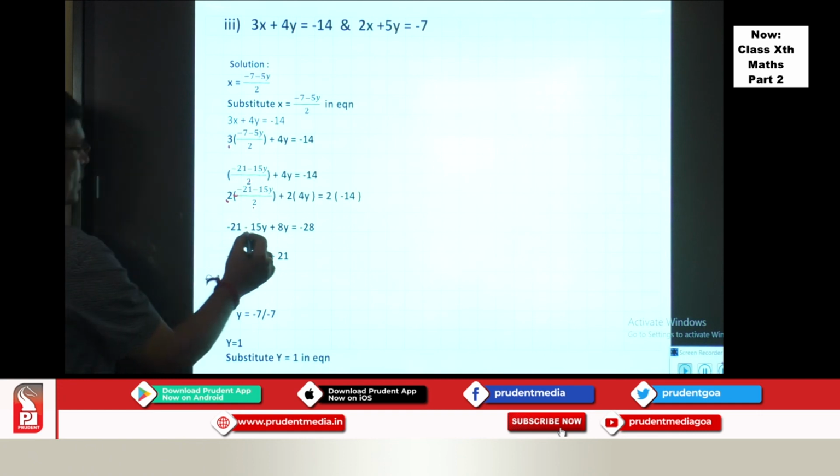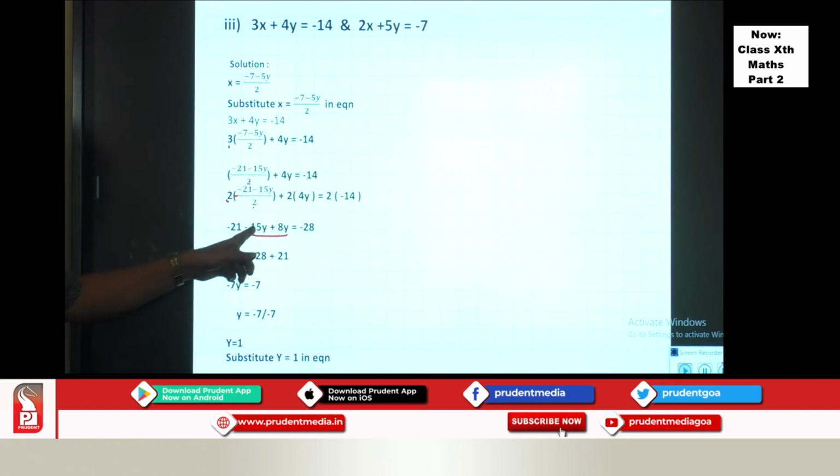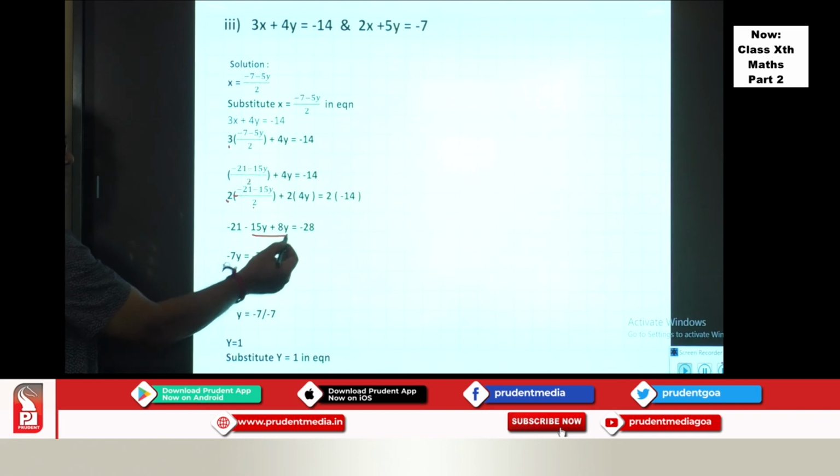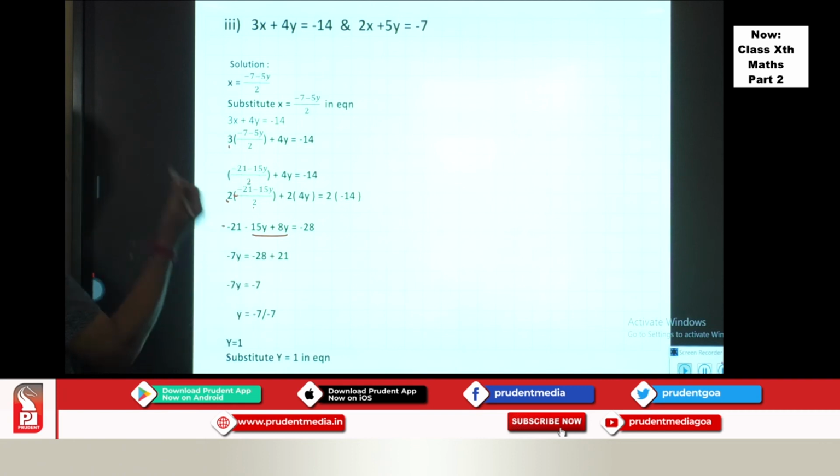Now, these are the variable terms. So, what we get? Minus 15y plus 8y. Now, when one term is minus and one term is plus, we subtract and we give the sign of the bigger number. So, minus 15y plus 8y is minus 7y. Now, I shift this minus 21 to the right hand side. So, what I get? Minus 28 plus 21. Now, minus 28 plus 21 is minus 7. So, what I get? Minus 7y is equal to minus 7.